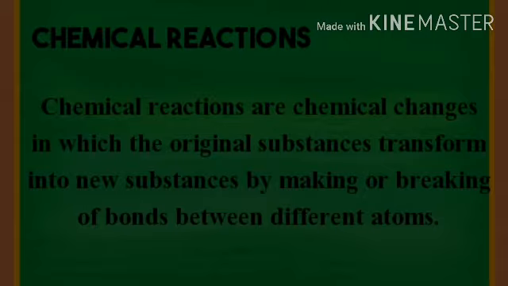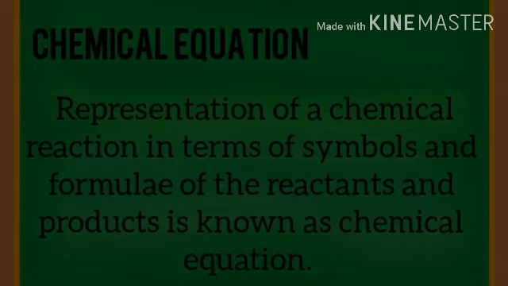Chemical reactions. Chemical reactions are chemical changes in which the original substances transform into new substances by making or breaking of bonds between different atoms. Representation of a chemical reaction in terms of symbols and formulae of the reactants and products is known as chemical equation.